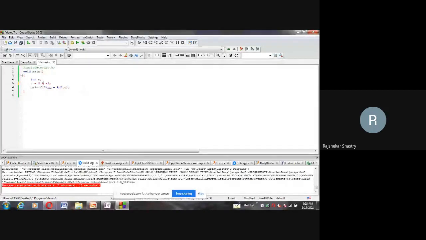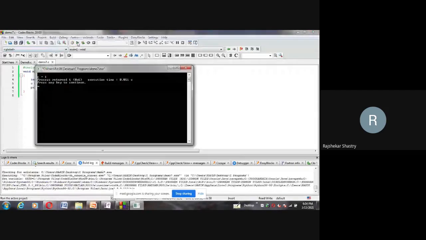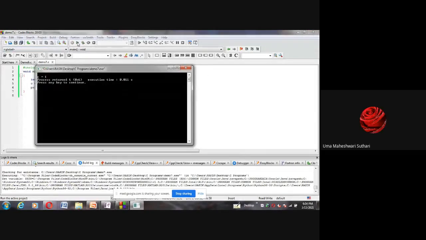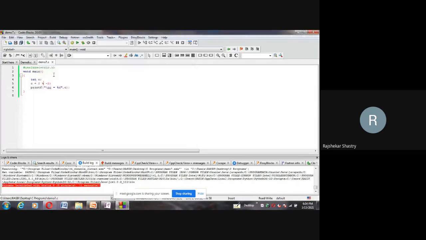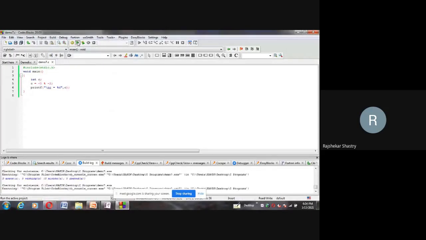So let us compile and rerun this. Observe the answer. C is equal to how much? 1. Why? Because the numerator is positive, the resultant remainder value is also positive. Now, here the numerator is negative and the denominator is also negative. What is the answer? Don't worry about the denominator. The answer is minus 1.